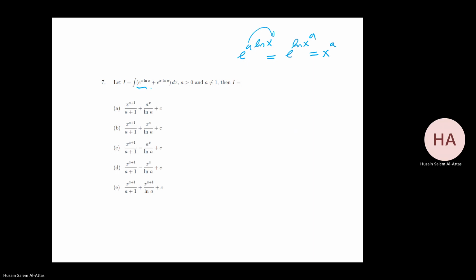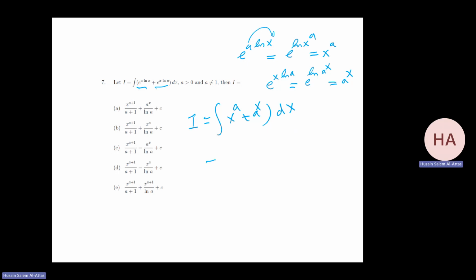This is number one. I did nothing, I just rewrote it. What about e to the power x ln a? That will be e to the ln a, to the power x, and that will be a to the power x. So I is the integral of x to the power a plus a to the power x, dx. And we know their formulas. For x to the power a, the formula is x to the power a plus 1 over a plus 1.